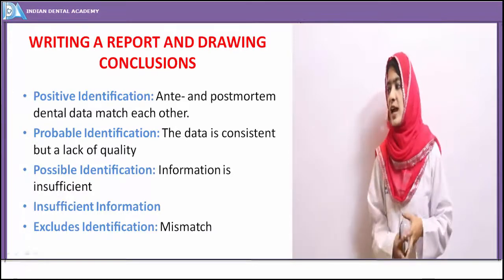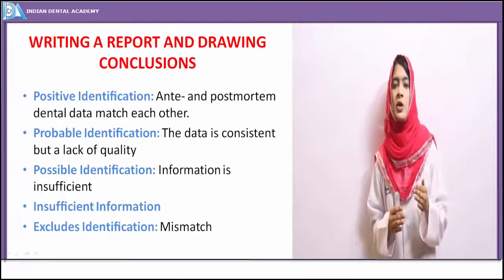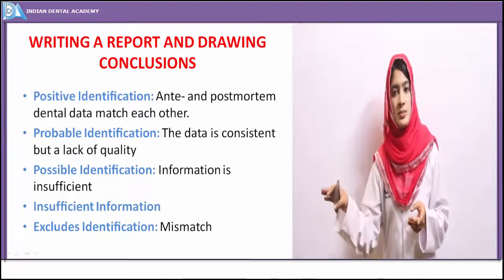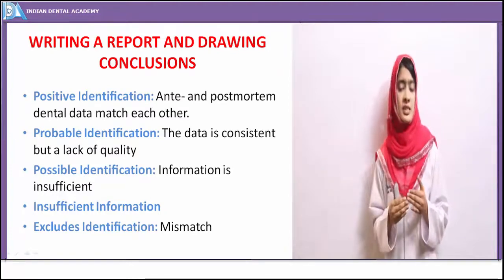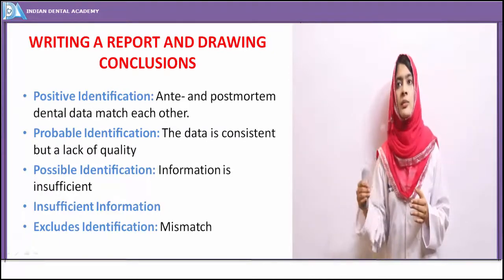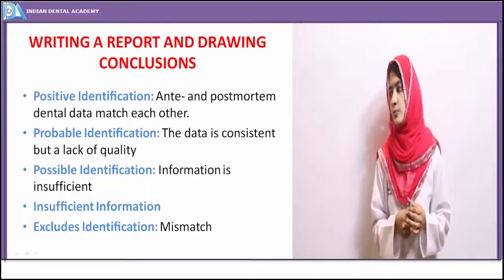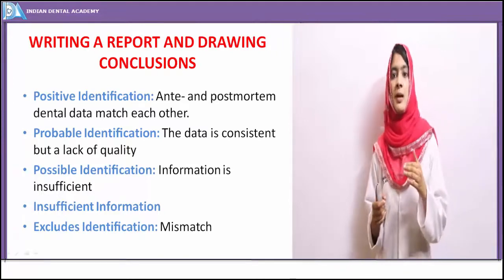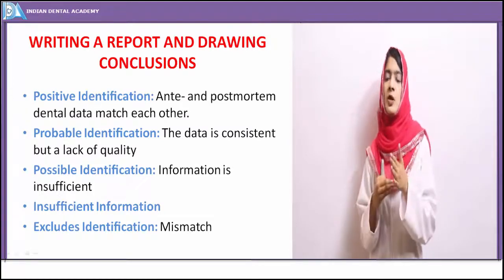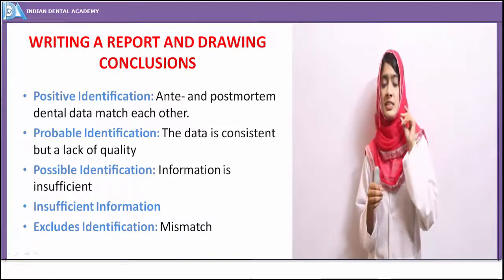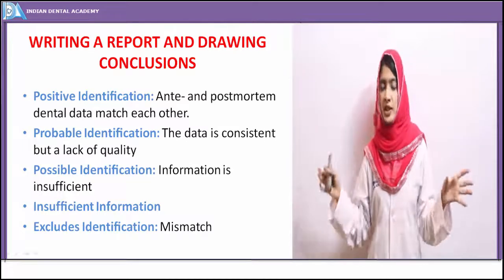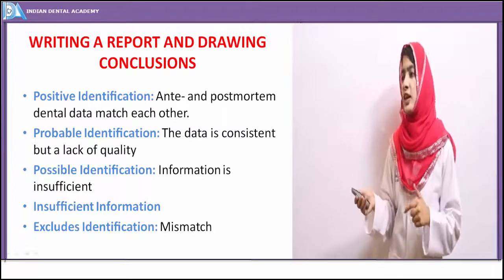Then possible identification is when, whatever information is obtained, ante-mortem data may not be available, so the information obtained is insufficient. So you have to give a possible identification. There is no significant information available, no ante-mortem data is available, so you write in the report insufficient information. Then we discussed an example where there is a filling in the right maxillary molar in the ante-mortem data and the post-mortem data shows an intact tooth surface. That is a complete mismatch between the ante-mortem and post-mortem data. It excludes identification. The two individuals are different. So you have to write the report in that way.